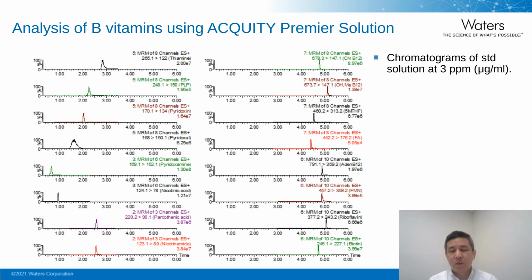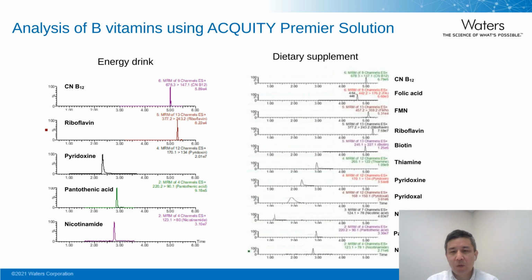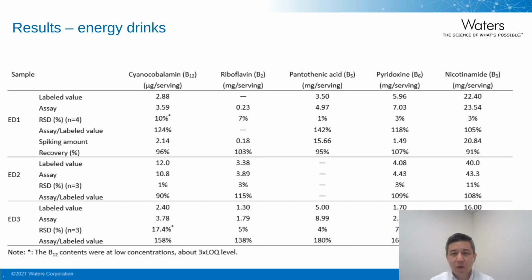And here's some chromatograms obtained for the standard using the Acquity Premier solution. And next are some chromatograms obtained for the energy drinks and dietary supplements. And here's some additional results for the energy drinks. We have five B vitamins in these energy drinks, the three energy drink samples.